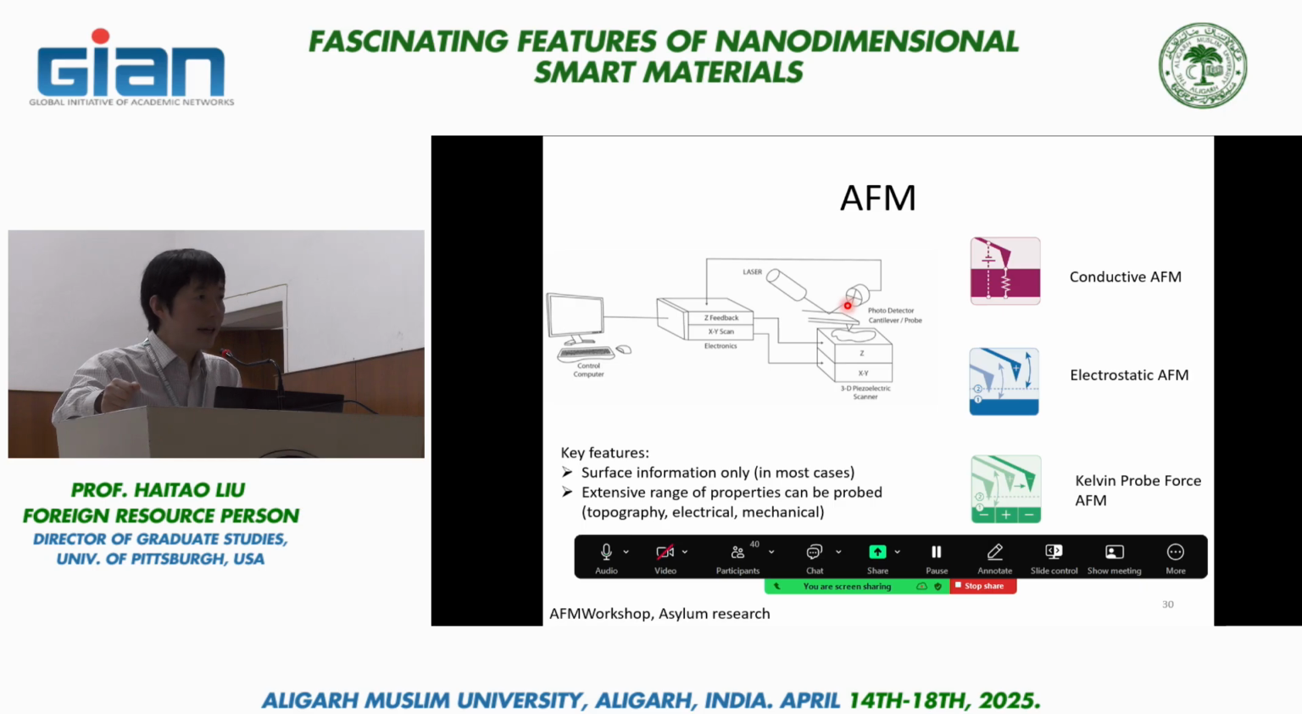One is the conductive AFM. I'm going to show one example tomorrow. And this is the case where you just add a voltage between the tip and the substrate. And certainly that would assume your tip is conductive and your substrate is also conductive. In this case, you can measure the current passing through the tip to the sample. And you can get local conductivity data from this kind of measurement.